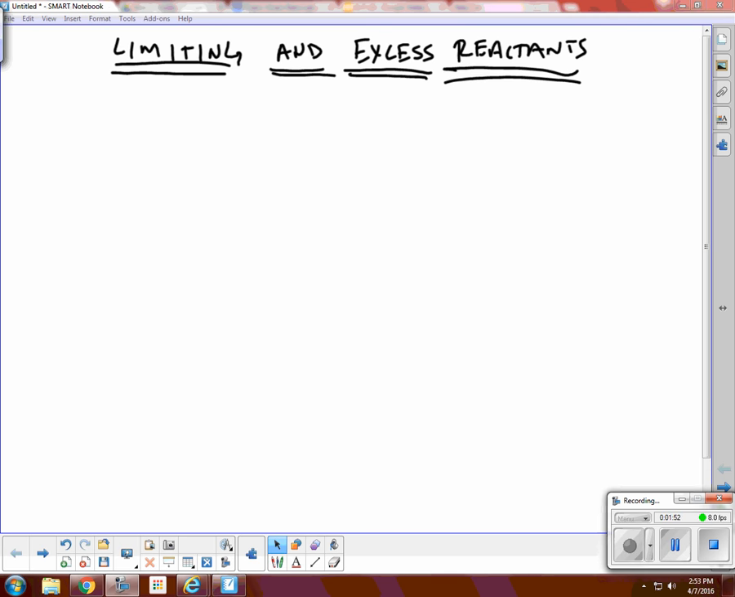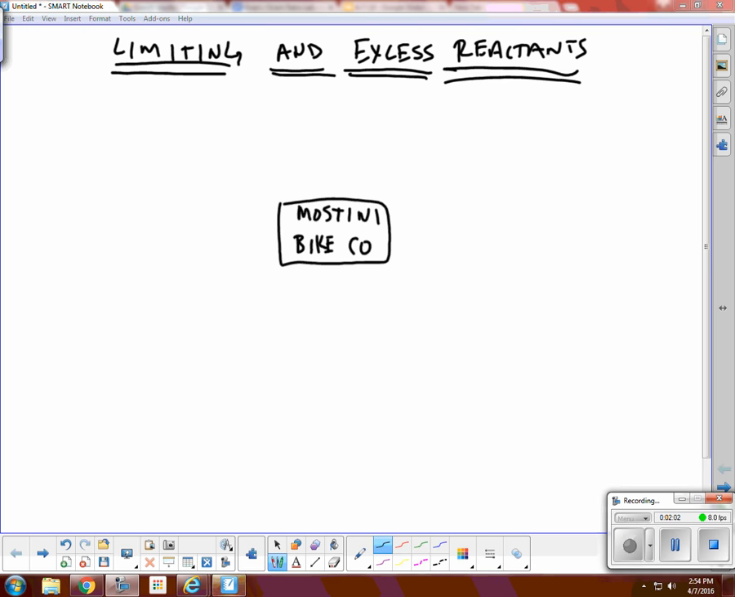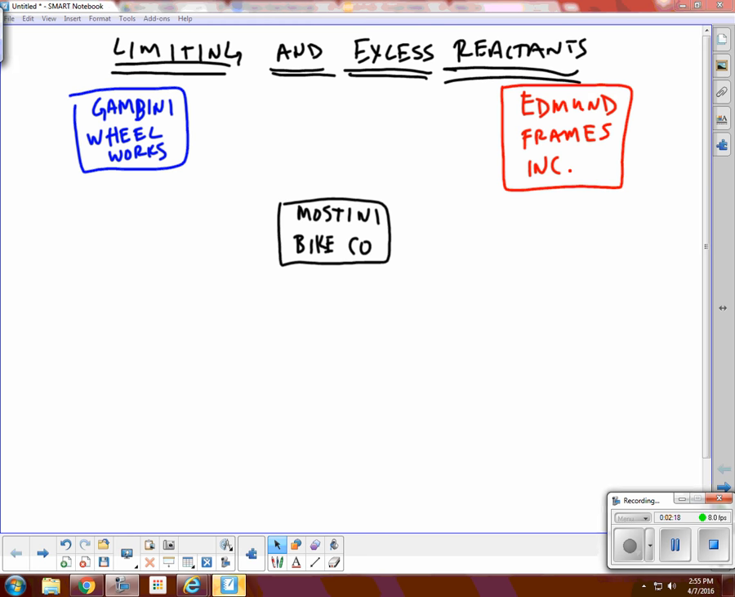But where did our whole story of stoichiometry, our whole story of this unit start? It started at the bike factory. So you might not have known it, but there's this fancy Italian bike company called the Mastini Bike Company. And this bike company actually buys wheels and buys frames from distributors. So what we have here is we have other factories. We have a wheel company over here, and we have a frame company over here.